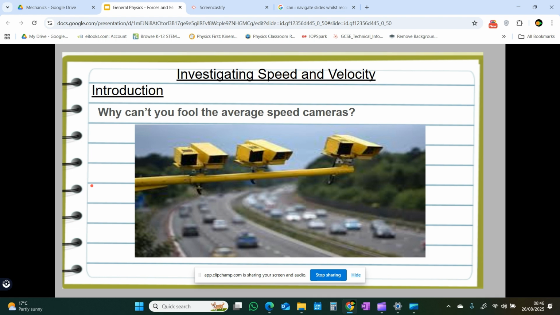Whereas with the instantaneous speed cameras, you could just slow your vehicle down as you approach the camera and then speed up and exceed the speed limit again after you pass them. With the average speed cameras, it works out your average speed across a journey, and therefore, if you've been speeding at any point, your average speed is going to be higher than the permitted speed.